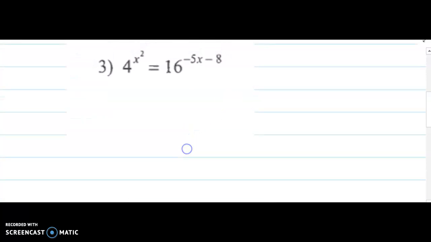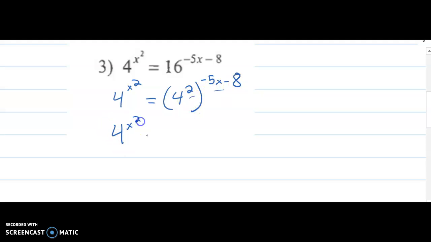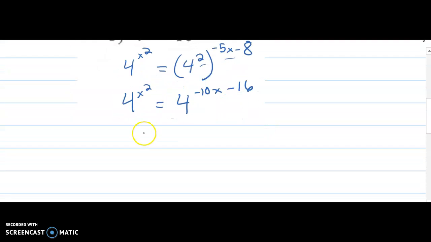Second problem, this one. Go ahead, pause the video, try this one on your own, and then come back. Back. So the first thing I notice is my bases are not the same, but I'm going to try to make them the same. I can multiply these two. So now I have 4 minus 16. Okay, now my bases are the same, so I can set my exponents equal.